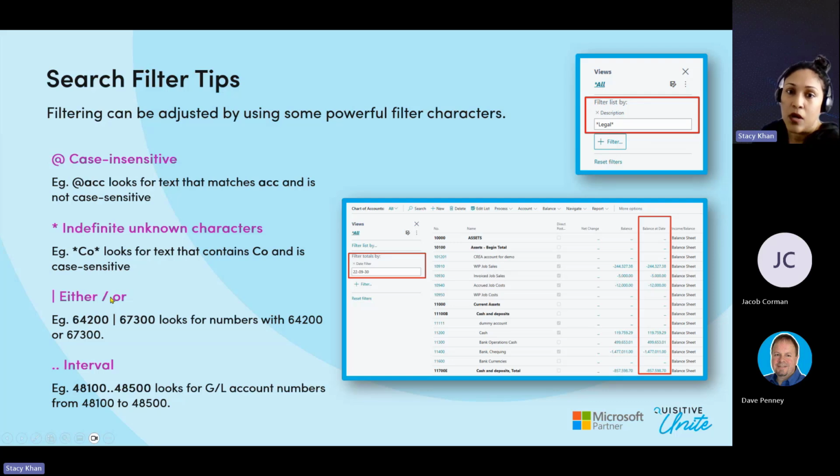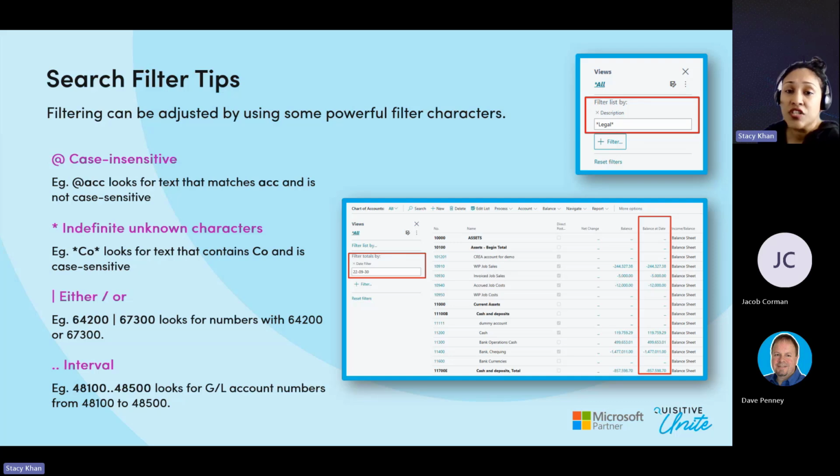Next is the pipe symbol. This allows you to look for, for example, account numbers that are not in sequence or in a range or interval. If you put the first account number you're looking for, and the second, or however many account numbers you are looking for, separated by a pipe, the search results will include all of these account numbers.